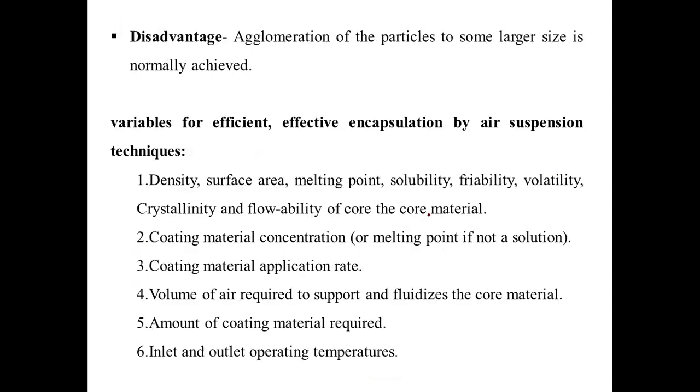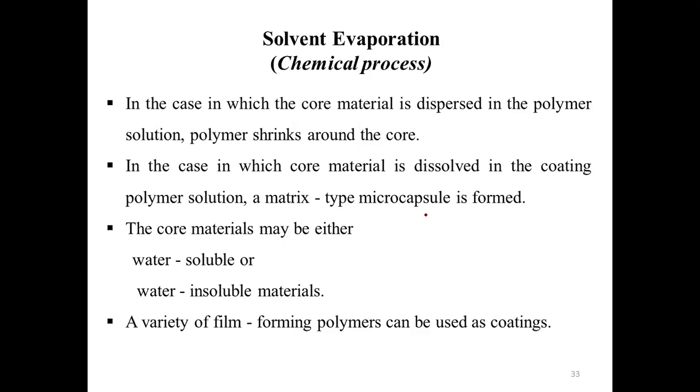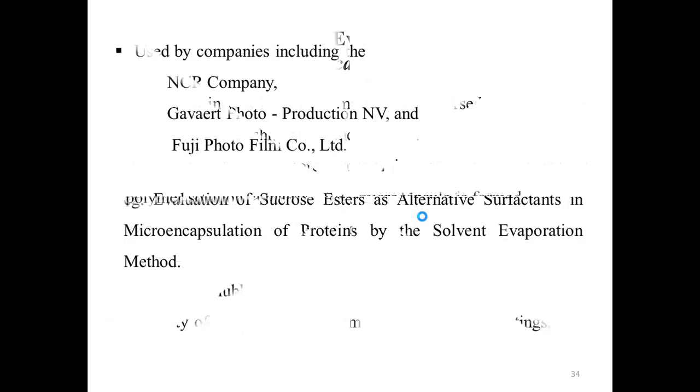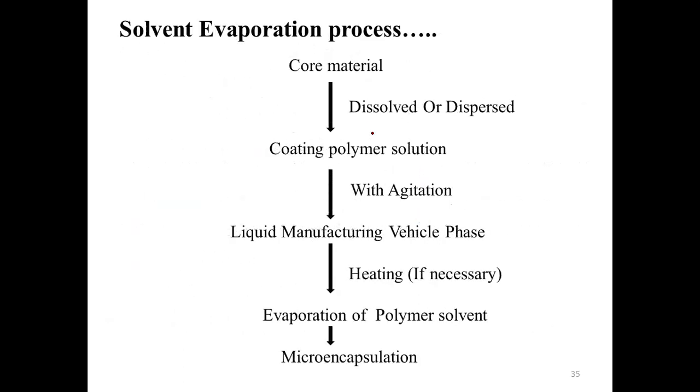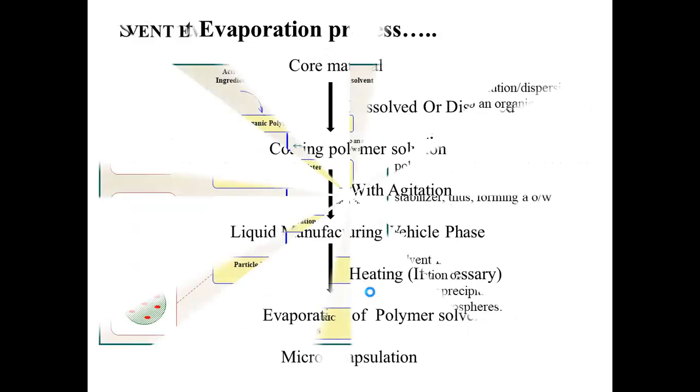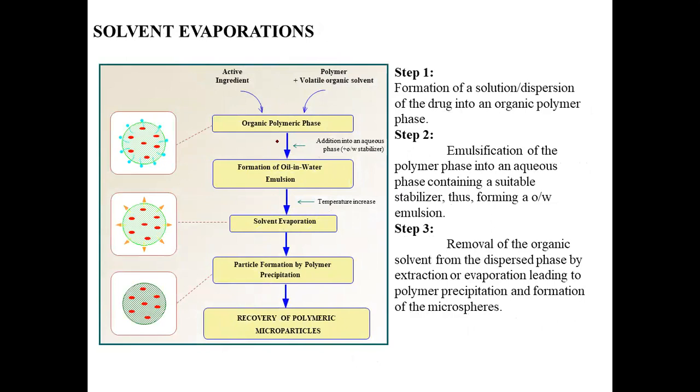Then the solvent evaporation method is the easiest method. Here we have to add core materials, which we have to dissolve or disperse into the coating polymer solution. We have to agitate with the help of stabilizers or some vehicle phase, and we have to provide some heating if necessary to remove the excess solvent, and we have to extract the solvent. So we extract the microspheres, and we'll get the microencapsulated materials. Here, it is the simplest method.